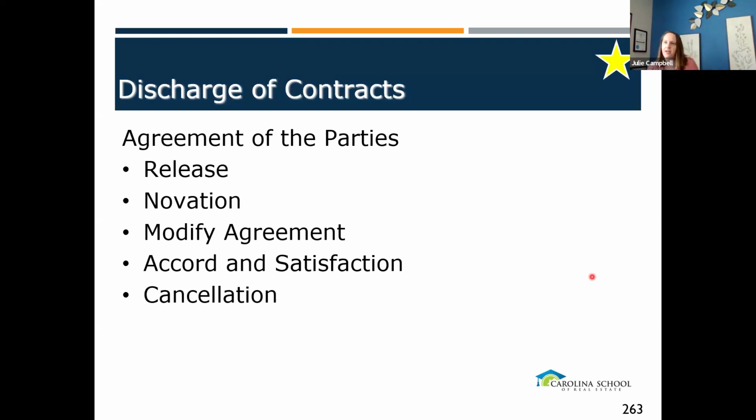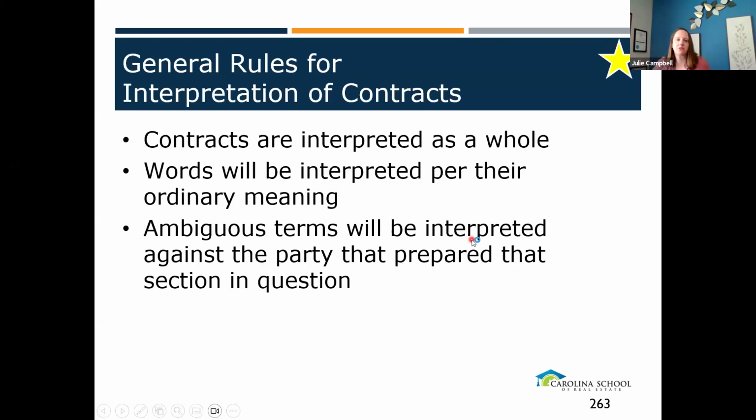When it comes to interpretation of contracts, again, the judge is the one that gets to interpret it. And there are certain things that the judge is going to consider. They're going to interpret the contract as a whole. So we're not going to piecemeal the contract. We're not going to say page 1 is good, but page 2 isn't. The contract itself is either all good or it's not. We're not going to break it up into chunks. We're going to interpret it as a whole, and that does include any addenda that may be added to it.